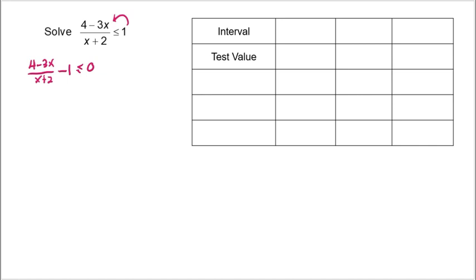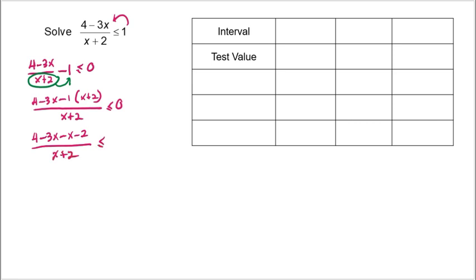And now we have to make it a single fraction. So you should have the same denominator here. So 4 minus 3x minus 1, you multiply by x plus 2 here. So everything should be over x plus 2, which is less than or equal to 0. Now simplify. So 4 minus 3x minus x minus 2 over x plus 2, less than or equal to 0. And then 4 minus 2 will be 2. So 2 minus 4x over x plus 2 is less than or equal to 0. You factorize the numerator, therefore you have 2 times 1 minus 2x, over x plus 2 here.